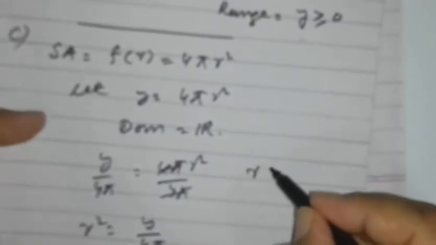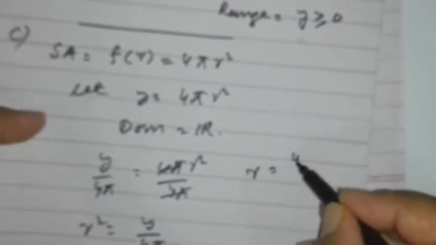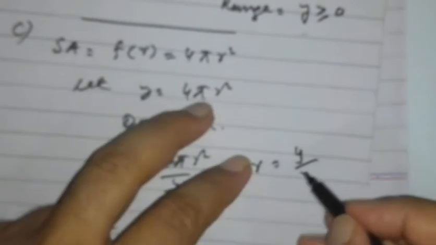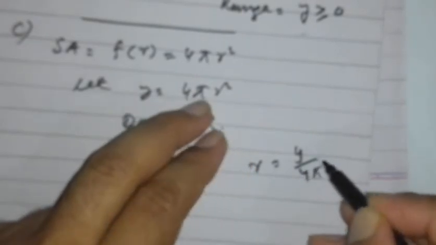Now this root cancels with this, and we get r equals the root of y divided by 4 pi. Now if we put the value of y as 0, we will get 0. 0 is a real number. And if we put minus 1, we will get the answer in minus. So it is not a real number, it is complex.